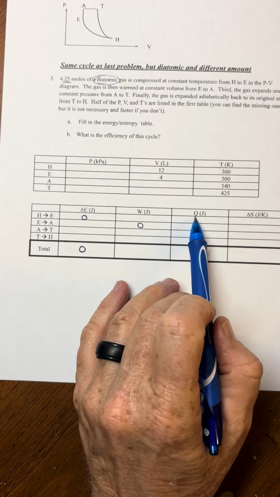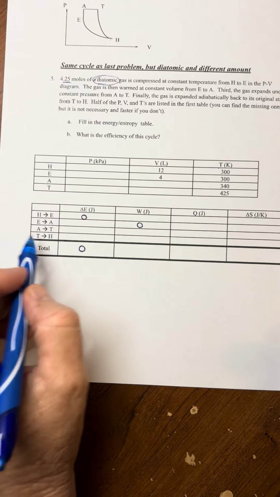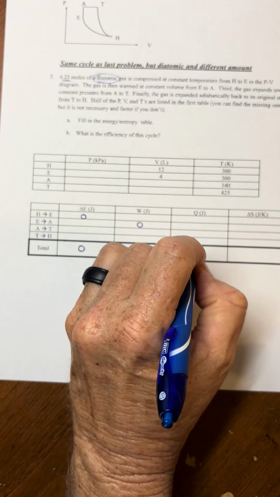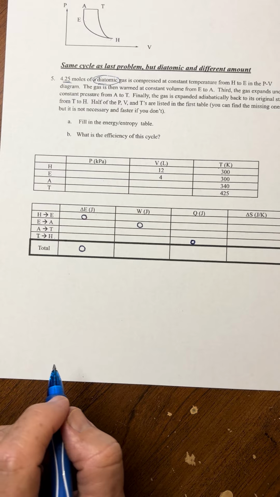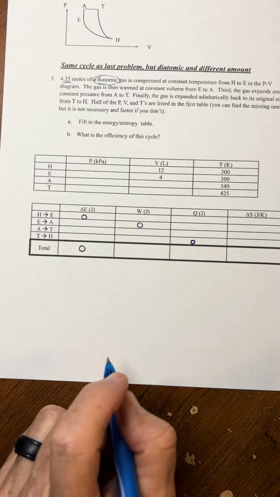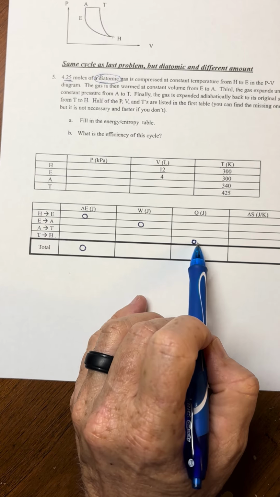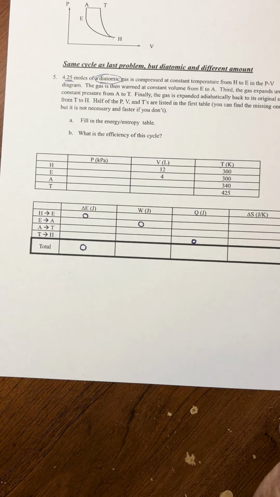When is Q equal to 0? Well, that was the definition of our adiabatic. We also, of course, said it was not a state function in any way. So I don't expect that to be 0.